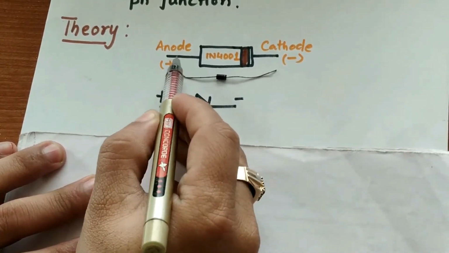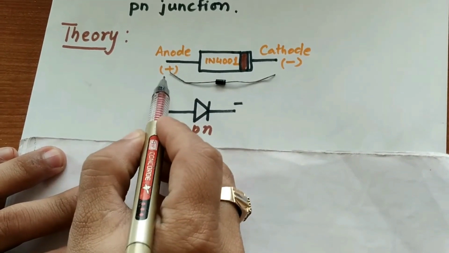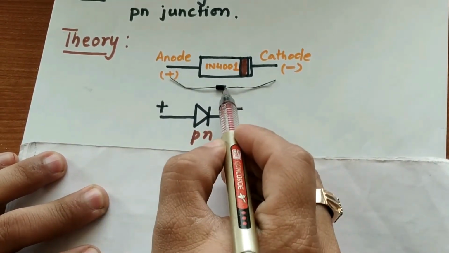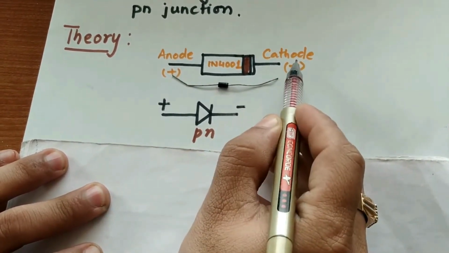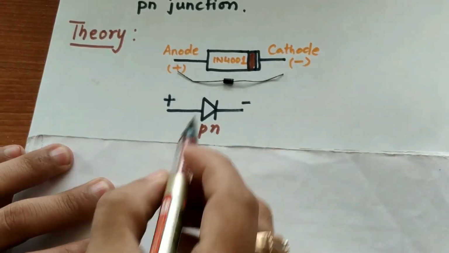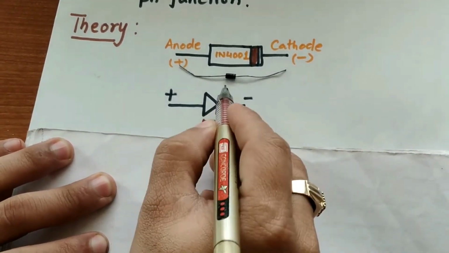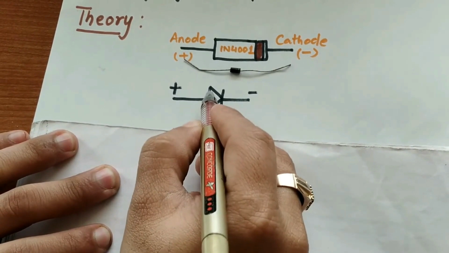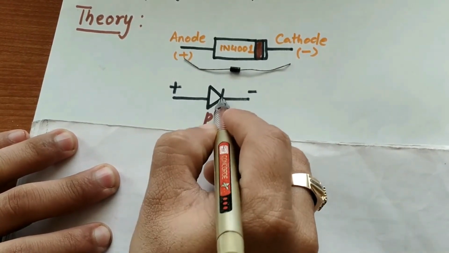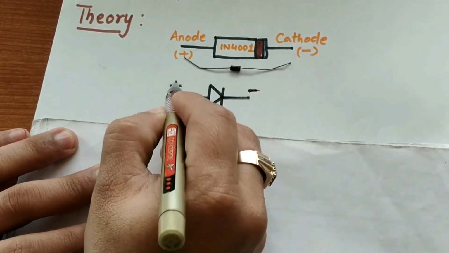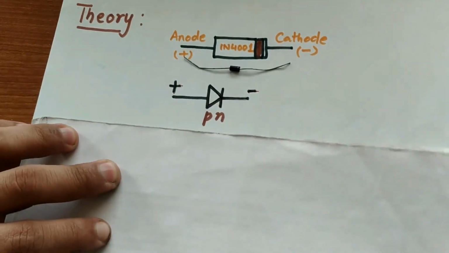This black portion is your anode, which is known as the positive terminal, and this silver coated part is the cathode, which is known as the negative terminal. The symbolic representation of this PN junction is drawn like this. This is the negative terminal and this is the positive terminal.